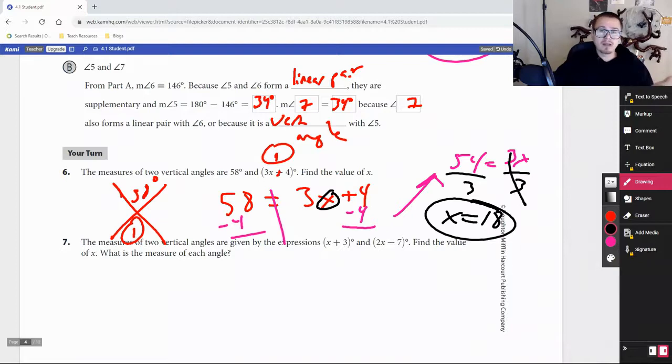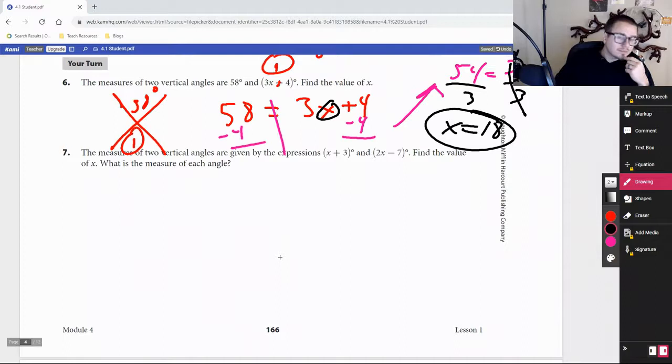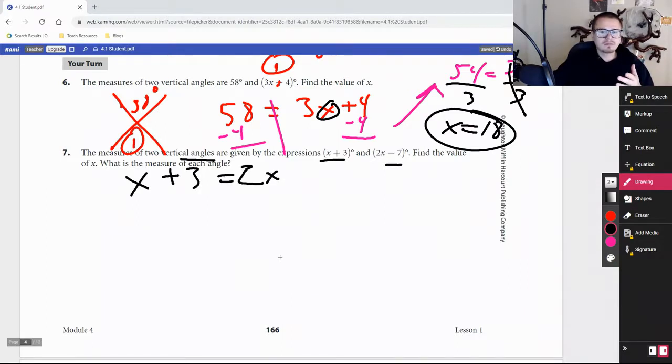Again, you're applying the vertical angle theorem. Number 7, I'll just set it up for you. So the measures of 2 vertical angles are given by expressions. You don't know the numbers here, so all you've got to do, same rules apply: if the vertical angles are equal, they're equivalent, so set them equal, and then solve. So you get x equals 10 if you did solve that.